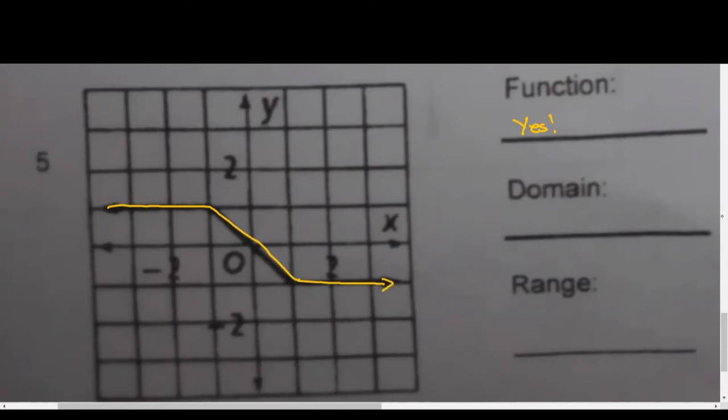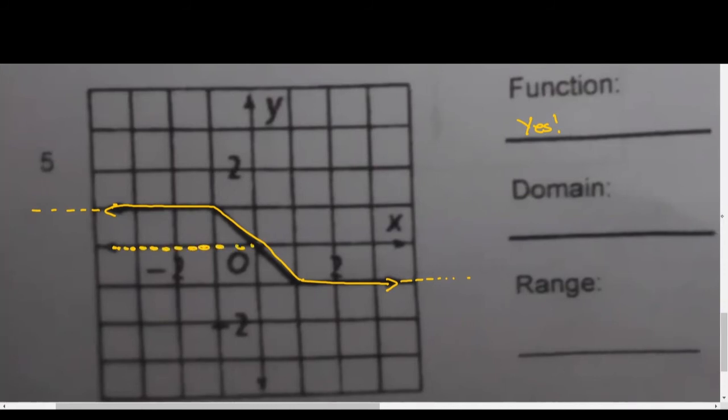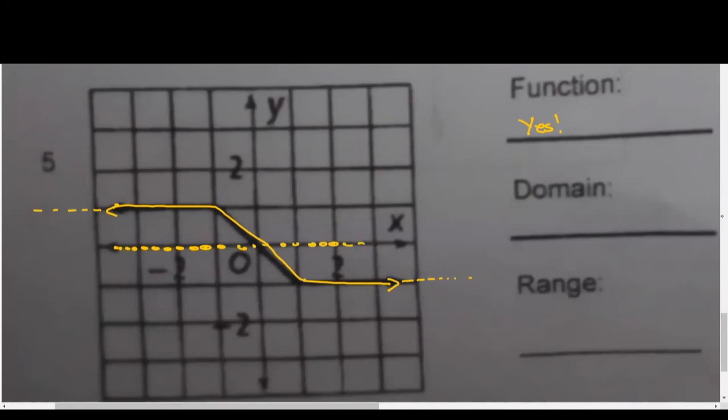Tapos may arrowheads. Ibig sabihin, tuloy-tuloy siya dito. Ito rin, tuloy-tuloy siya dito sa side na to. What can you say about the domain? Again, it's the set of all real numbers. Lahat ng x-coordinates ng points na makikita niyo sa graph ay lahat nandito sa x-axis. Lahat nandyan. So, the domain is the set of all real numbers. What about the range?